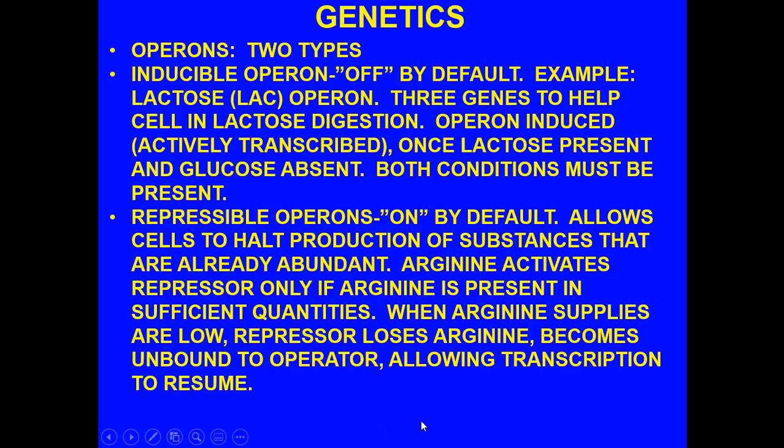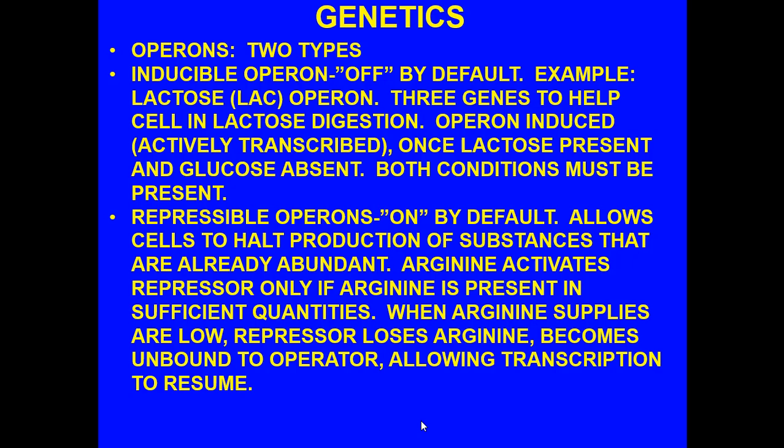Now, as I mentioned to you before, you have the different types of operons. The inducible, these are off by default. The lac operon is one example. Three genes to help the cell in lactose digestion downstream. The operon is induced, actively transcribed, once lactose is present and the glucose is absent. Both conditions have to be present.